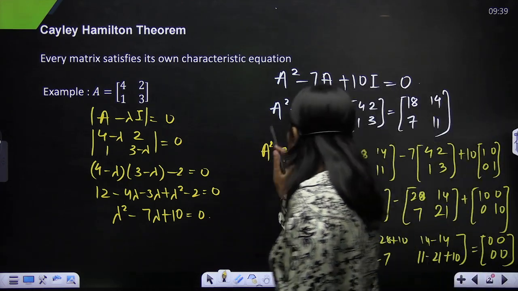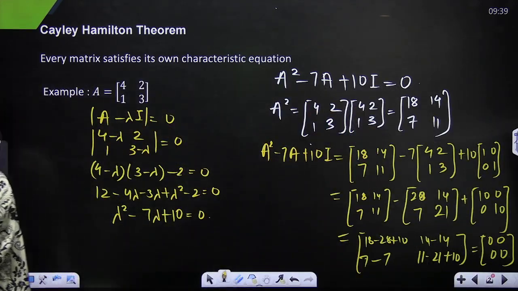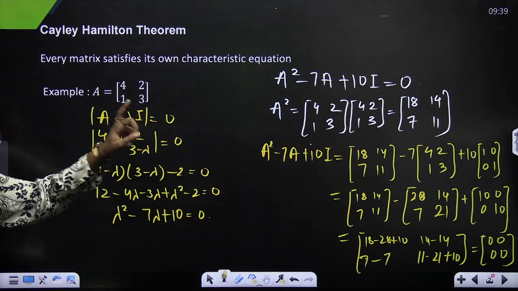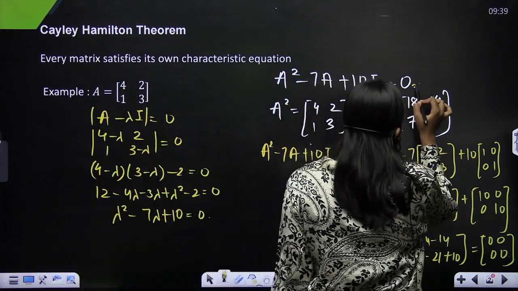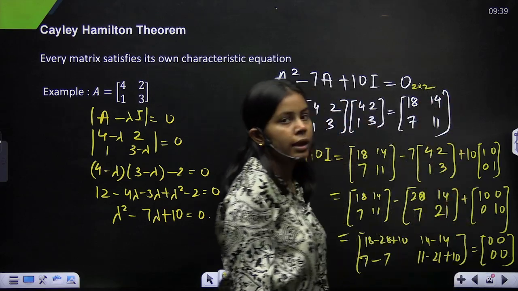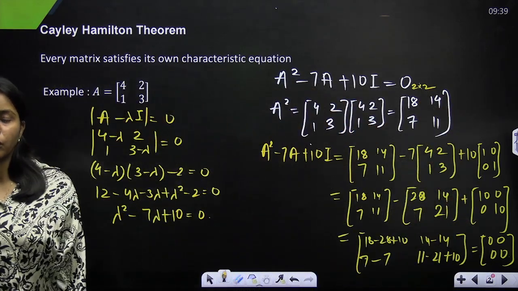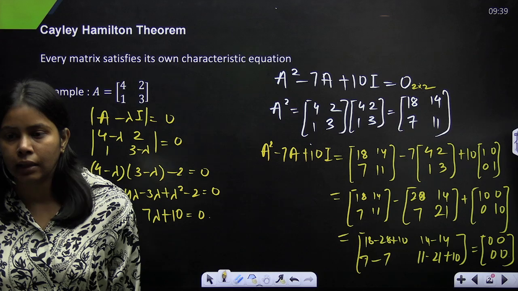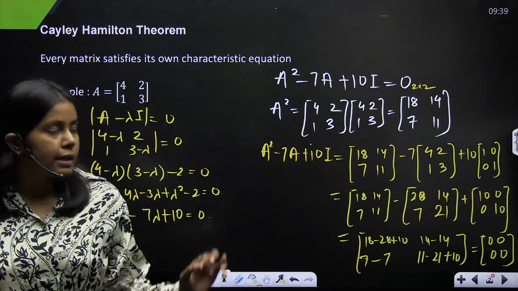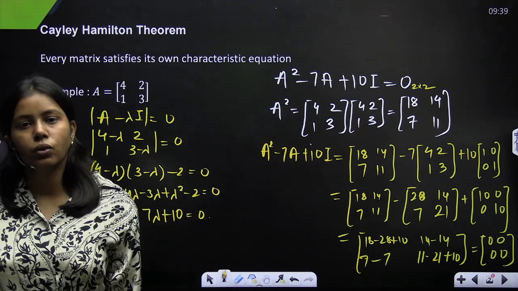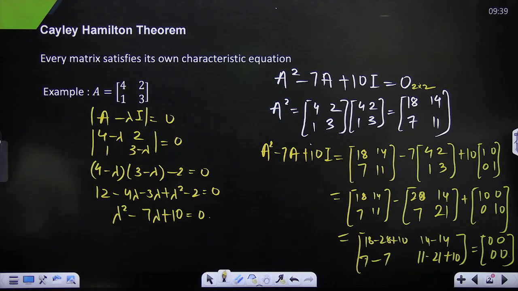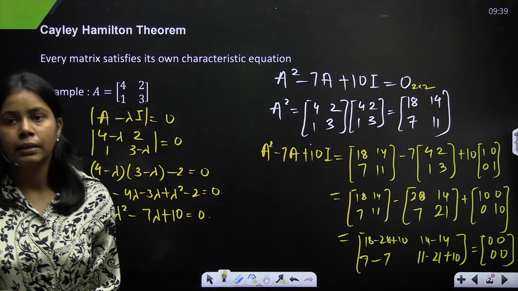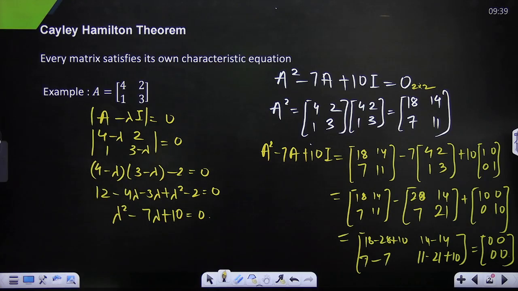So when I'm writing A square minus 7A plus 10I, if A is of order 2 cross 2, then I is the identity matrix of order 2 cross 2, and 0 is also a matrix of order 2 cross 2. It is not a single value, because if I do any operation on a matrix, I'll get a matrix in return. It would be a 0 matrix of order 2 cross 2. Right? So that is my Cayley-Hamilton theorem, that every matrix satisfies its characteristic equation. And we have done the verification as well.